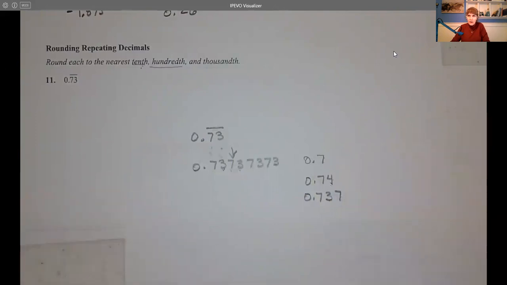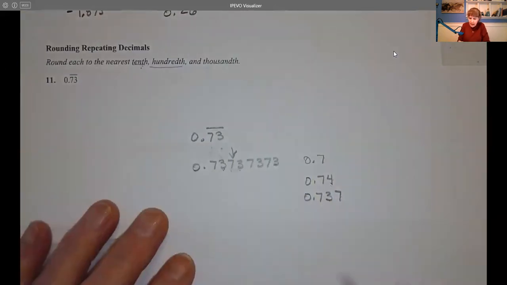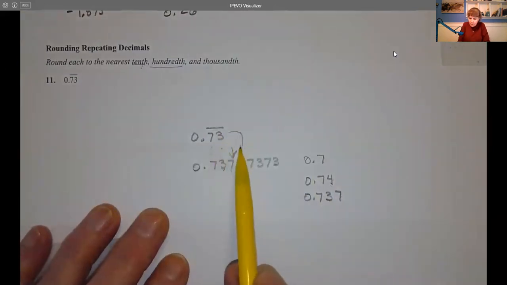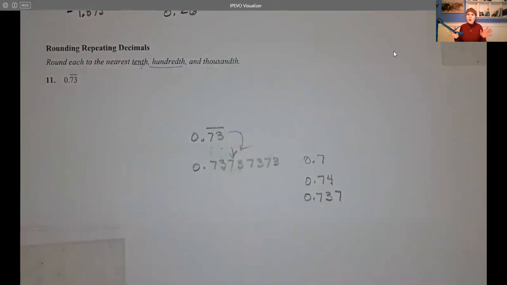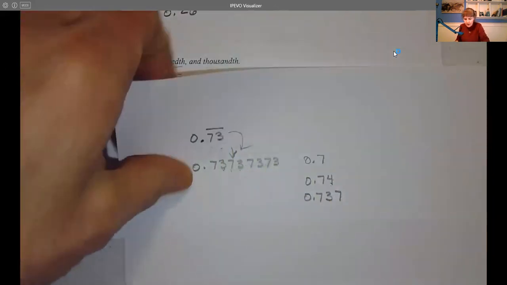All righty. So they're not really too hard. And I think one of the keys is to rewrite it, expand it out with that repeating. I went further than I needed to, but that's okay. All right. Okay, let's look at another one here.